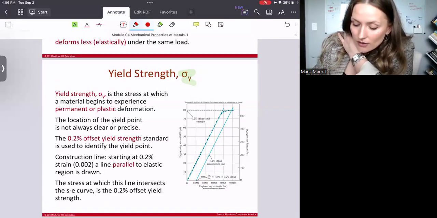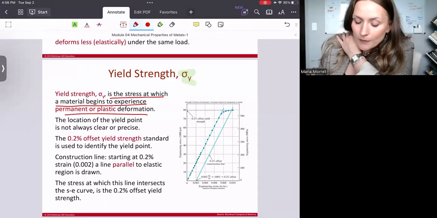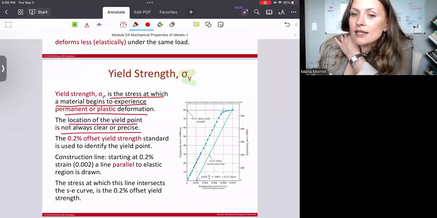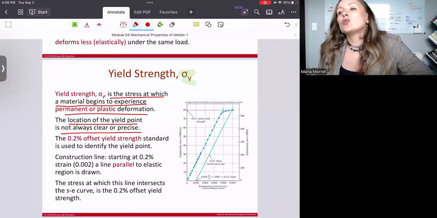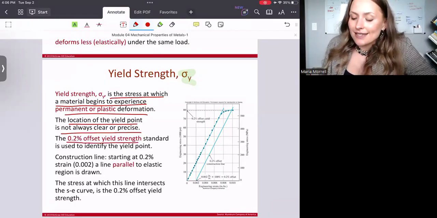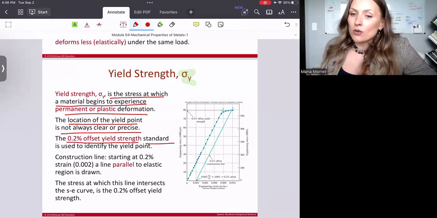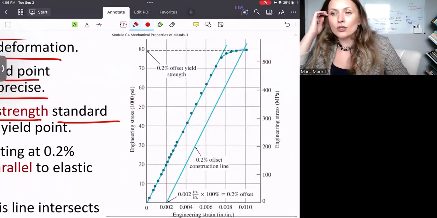So the yield strength is the stress at which a material begins to experience permanent or plastic deformation. As I said, the location of the yield point is not always clear, and this is why in America, it is different from the UK, but in the United States we use a 0.2% offset yield strength standard. That is very, very important that you are familiar with this standard.